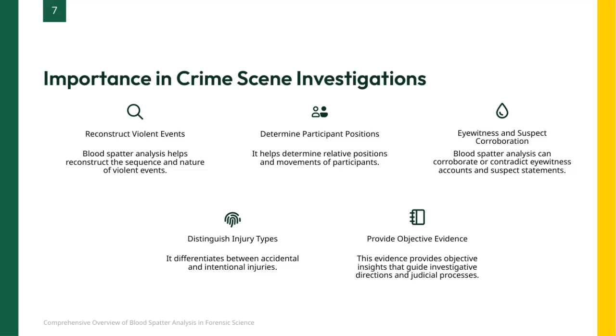Blood spatter analysis plays a crucial role in crime scene investigations by allowing us to reconstruct violent events with greater accuracy. By examining the patterns and distribution of blood, we can piece together the sequence and nature of what happened during the incident. Additionally, this analysis helps establish the relative positions and movement of those involved, which can be vital in understanding how the crime unfolded.